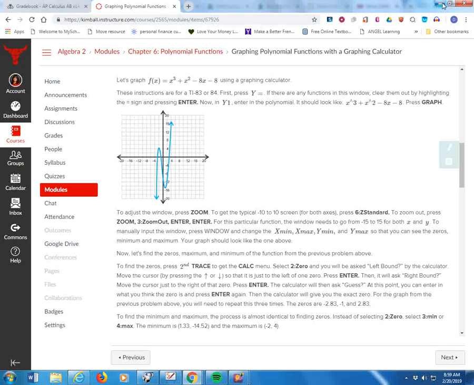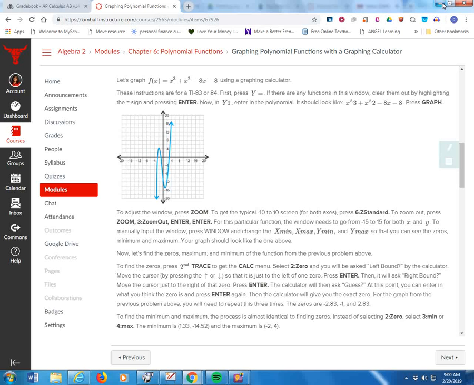Okay? So everybody have a calculator, right? Put in x cubed. So you go to y equals, and you're going to type x cubed plus x squared minus 8x minus 8. And then you'll hit graph.